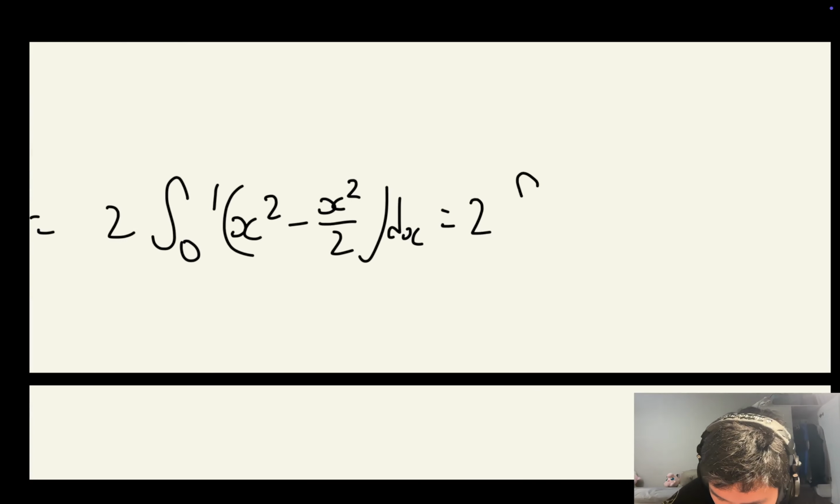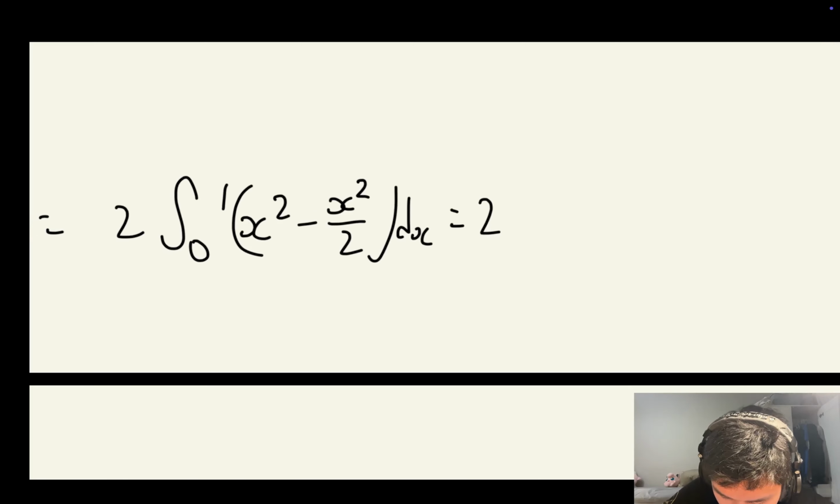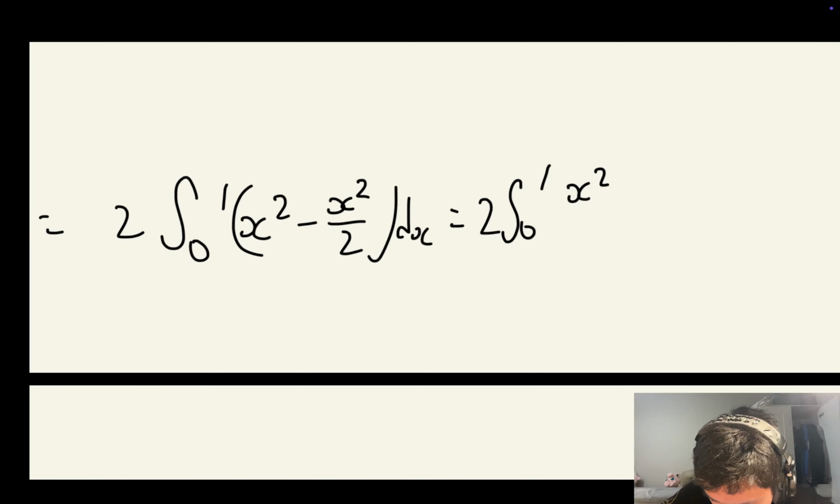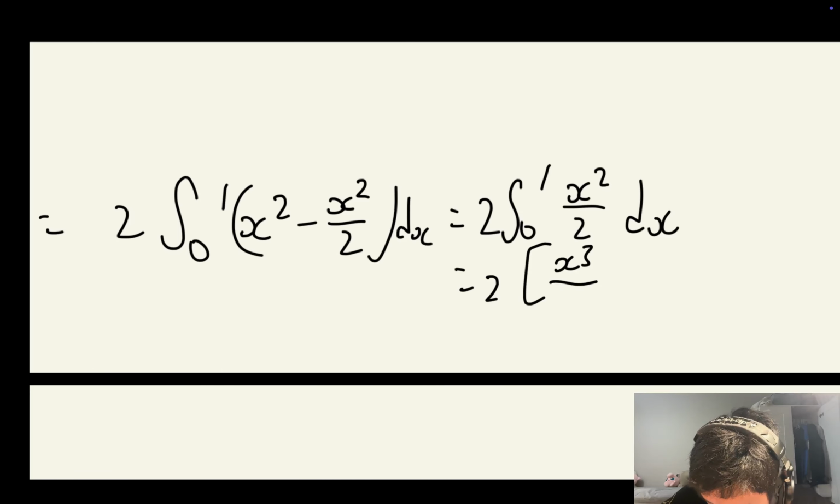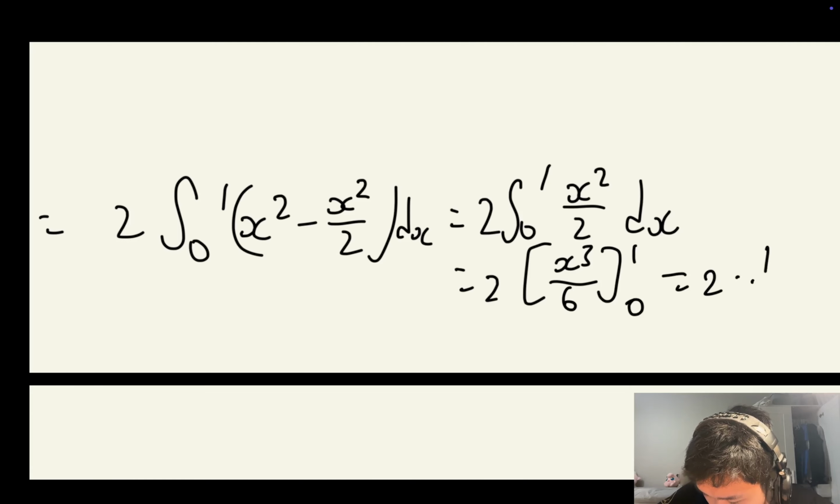This is going to be 2 times the integral from 0 to 1 of x squared over 2 dx. This is equal to 2 times x cubed over 6, evaluated from 0 to 1. It's going to be 2 times 1/6, which is a third.